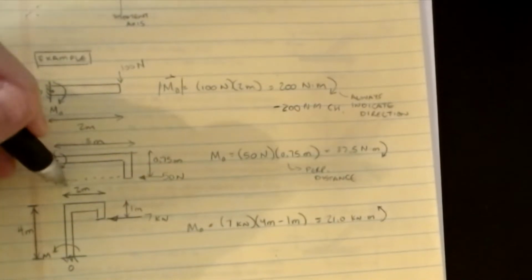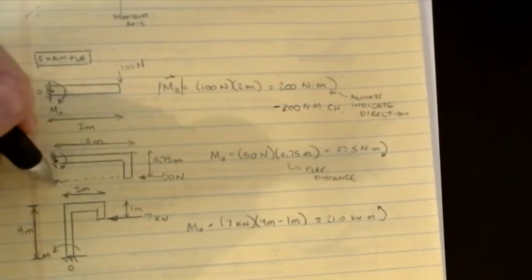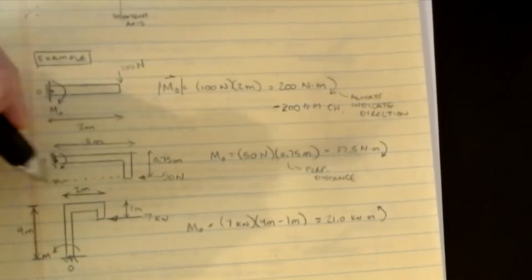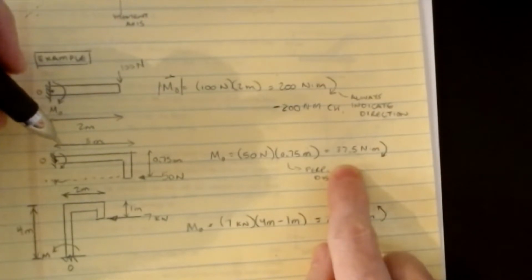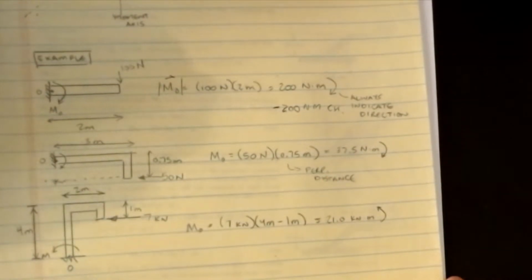Now again, if the force is here acting to the left and it's below the point, it's going to cause a rotation going this way, which is clockwise. And so that's why I write the answer as 37.5 newton meters clockwise. All right, so let's try another one.